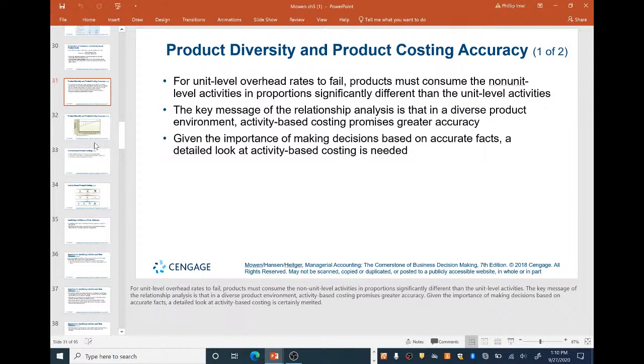Okay, now let's talk a little bit about product diversity and product costing accuracy. For unit level overhead rates to fail, products must consume the non-unit level activities in proportions that are significantly different than the unit level activities. Now, the key message of the relationship analysis is that in a diverse product environment, activity-based costing promises greater accuracy. Given the importance of making decisions based on accurate facts, we obviously need a detailed look at activity-based costing to get a better picture of what's going on here.